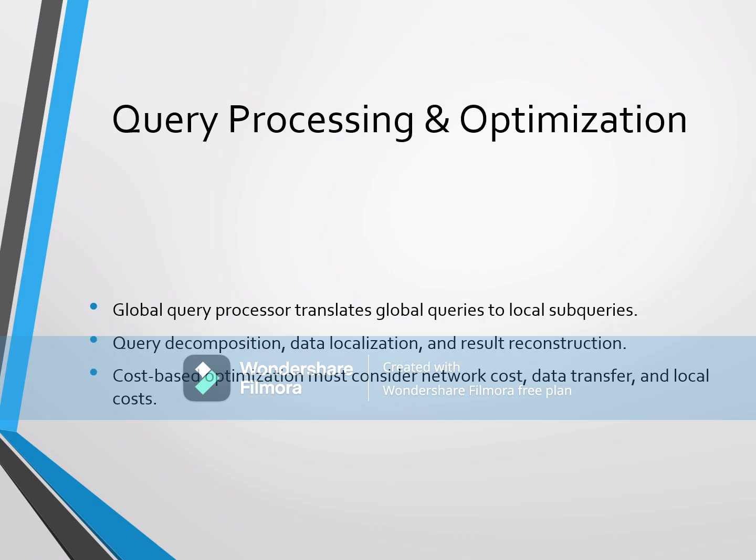Distributed query processing decomposes a global query into local subqueries executed across nodes. The global query processor handles decomposition, localization, and result reconstruction. Optimizers must consider CPU and I/O costs, as well as network transfer and latency. So they push predicates to where data resides and avoid unnecessary data movement.